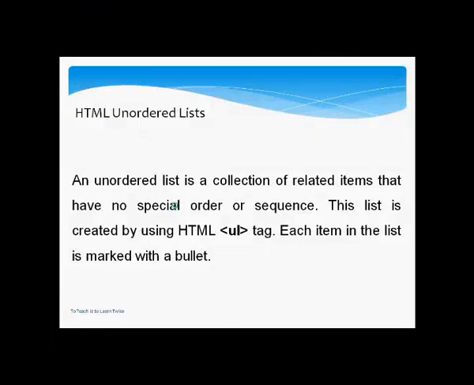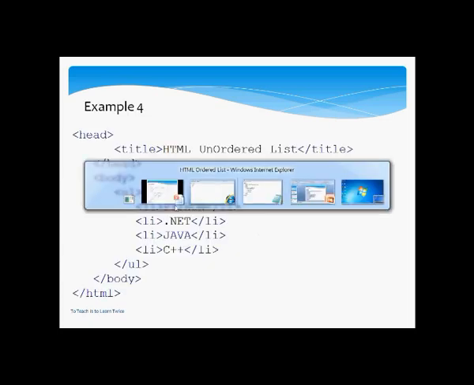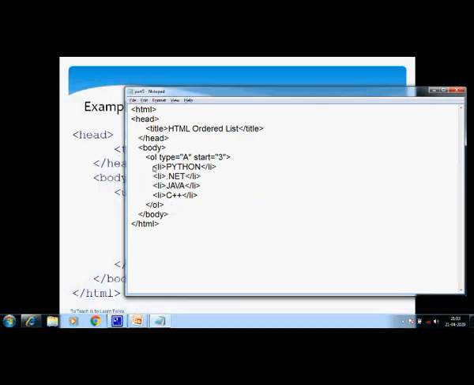Now comes the unordered list. Suppose, student, we want the bullet to appear in our list. We don't want the numbers. So for that we will have an unordered list, and to implement an unordered list we will use the UL tag. We'll just change the OL tag to the UL tag, and let's close it also with the UL tag.